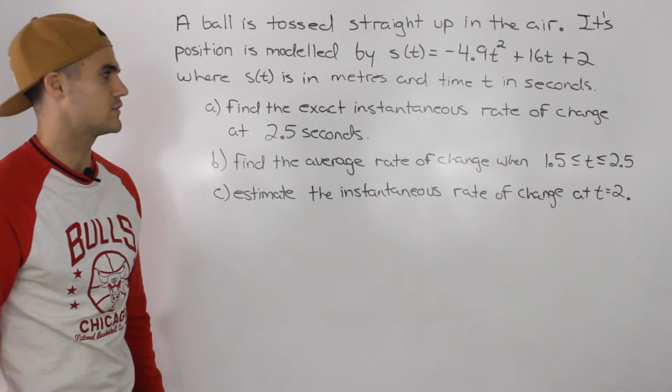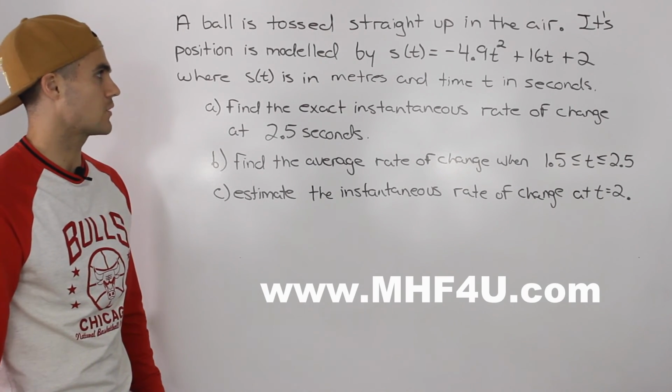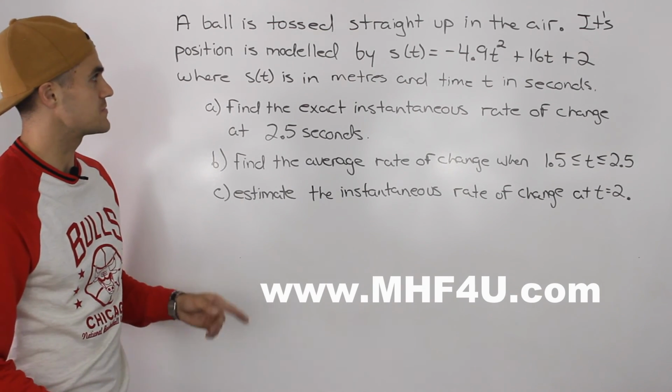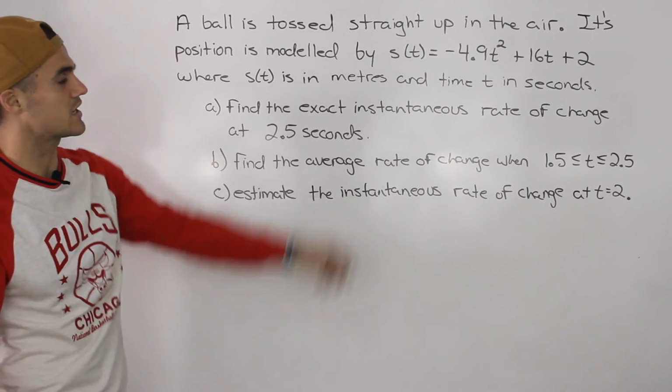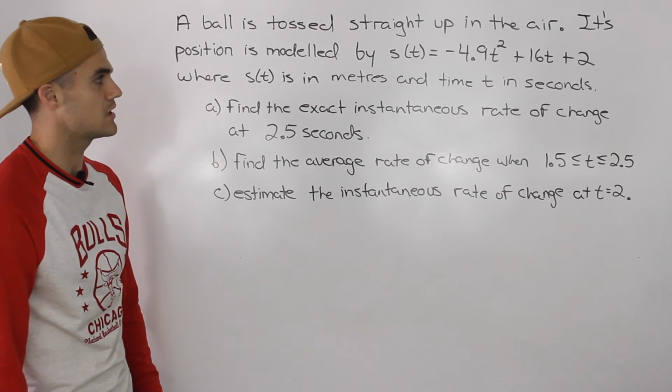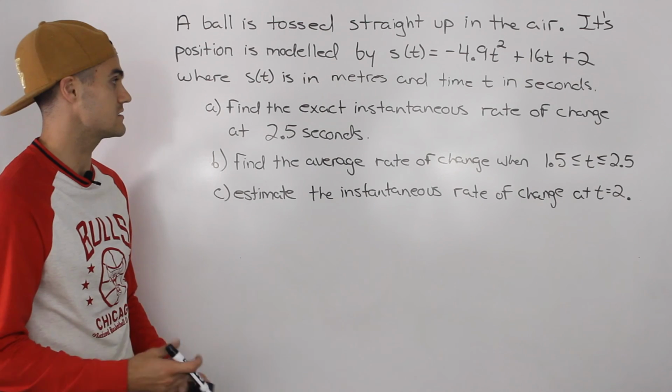Moving on with the rate of change test. So we have a word problem coming up. A ball is tossed straight up in the air. Its position is modeled by s(t) equals negative 4.9t squared plus 16t plus 2, where s(t) is in meters and time t is in seconds.